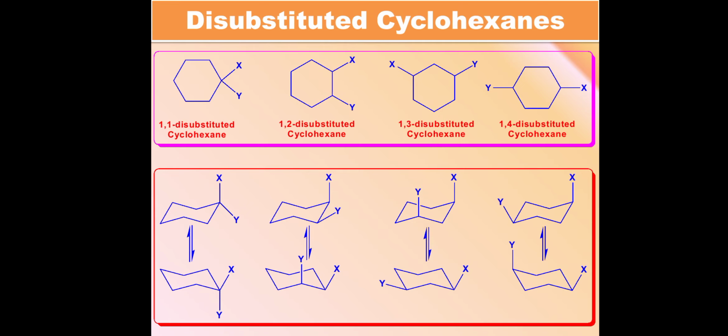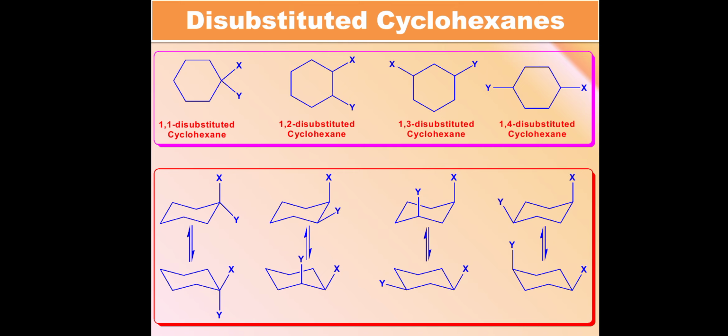So if we look at the 1,1 disubstituted cyclohexane having two different substituents X and Y, X is supposed to be at axial position, Y is at equatorial position. Now if you flip that conformation, you will get another conformation in which X, which is axial, goes to the equatorial, and Y, which is equatorial, goes to the axial position.